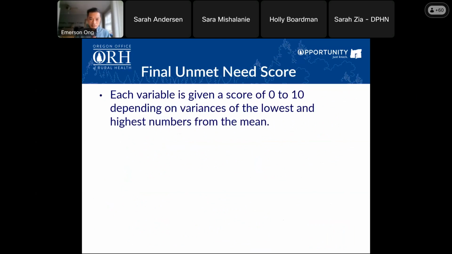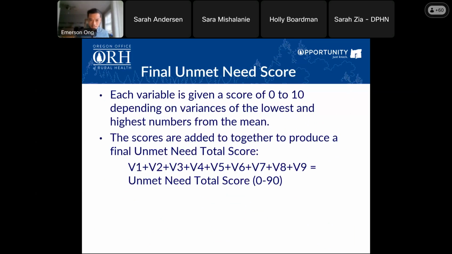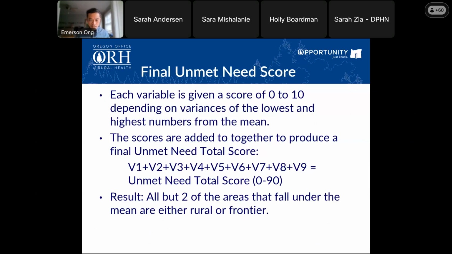So how do we get the final unmet need score? We gave each variable a score of 0 to 10, depending on variances from the mean of that variable. And then we add those scores together so that they can get either the maximum of 90 and the minimum of 0. The result is that all but 2 of the areas that fall under the mean of the final unmet need score are either rural or frontier.